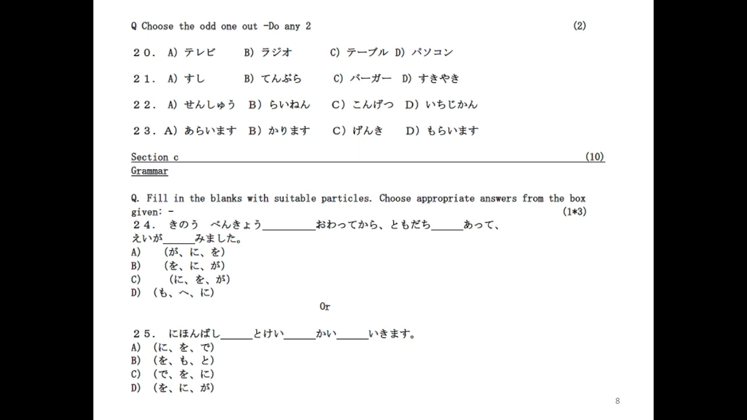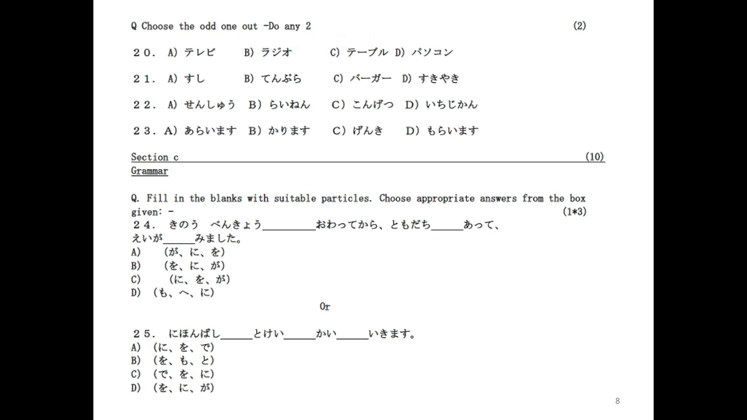Here you have to choose the odd one out. The correct answer is table. Table. This is the correct pronunciation, which is option C, as all others are electronic gadgets. Next is 21. The correct answer is baga. This is written in katakana, so you can immediately find out. This is option C. All others are in hiragana. But also different varieties of Japanese cuisine. Burger doesn't actually belong to Japanese cuisine. It has come from the West.